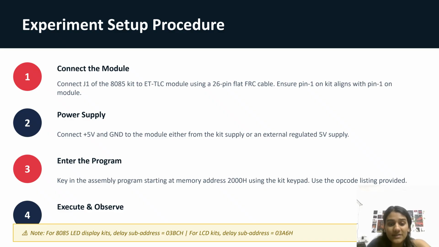Finally, we execute the program and observe the LED outputs on the traffic module. The LEDs follow the defined sequence of red, yellow, and green signals along with the implemented delays. So overall, this procedure ensures correct hardware interfacing, program execution, and real-time observation of the traffic signal behavior.